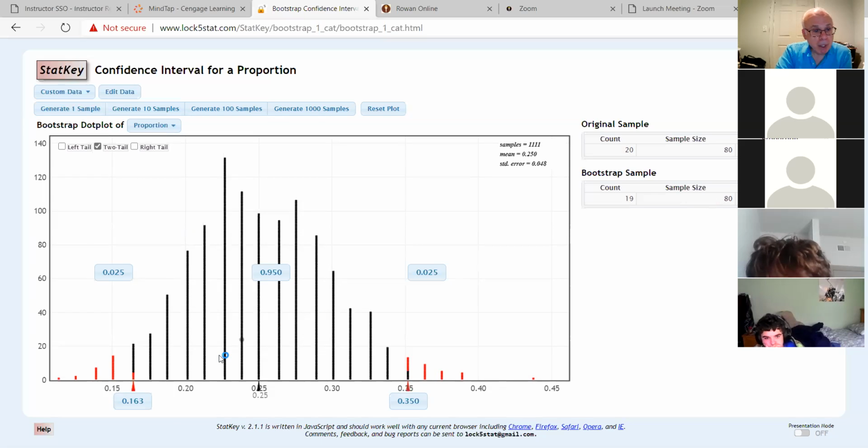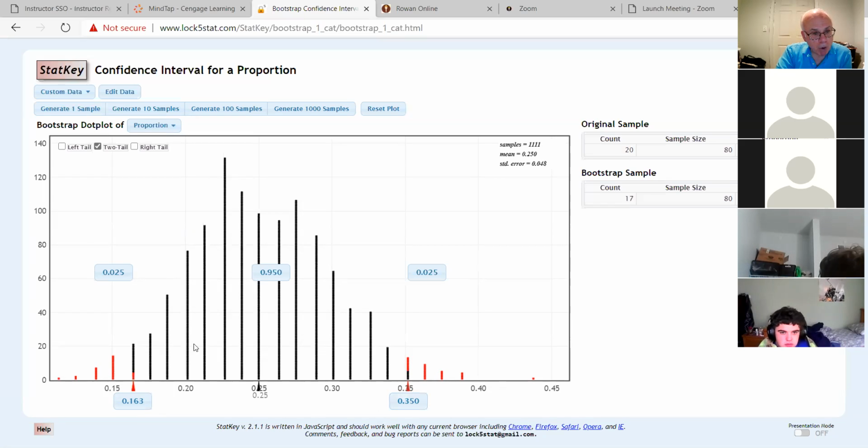Okay. And how do we know? Because it gives us the numbers right here. This is the lower end of the confidence interval, and this is the upper end of the confidence interval. So this 95% confidence interval goes from 0.163 on the low end to 0.35 on the upper end.